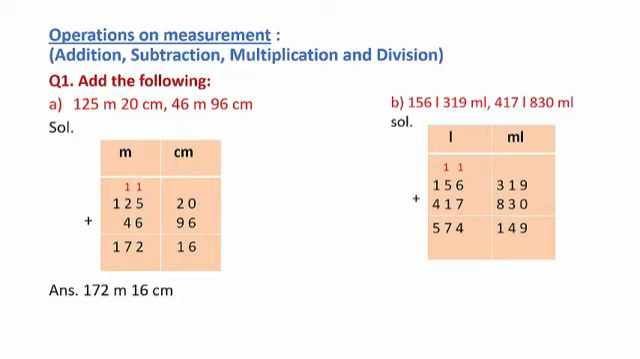So now adding liter column, 1 plus 6 plus 7 will give you 14, 4 is written down and 1 is taken carry. Then in the 10th column 1 plus 5 plus 1 is 7, and in the 100th column 1 and 4, that is 5. So our answer is 574 liter and 149 milliliter. So in this way we add.